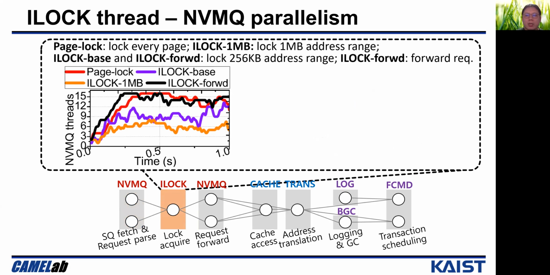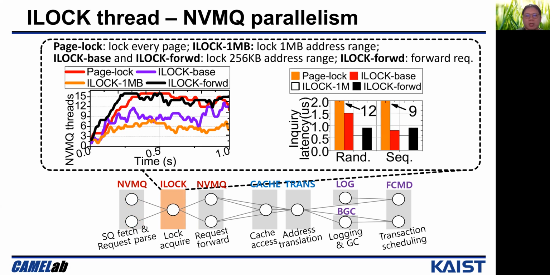We first evaluate how much iLock can impact the parallel execution of NVMQ threads. As you can see from the figure, iLock 1 megabyte achieves the worst performance. This is because locking a large address range can block NVMQ threads. Page lock achieves the best performance. iLock forward can achieve similar performance to page lock because it does not block NVMQ threads. Instead, it directly forwards the commands to the lock owners.